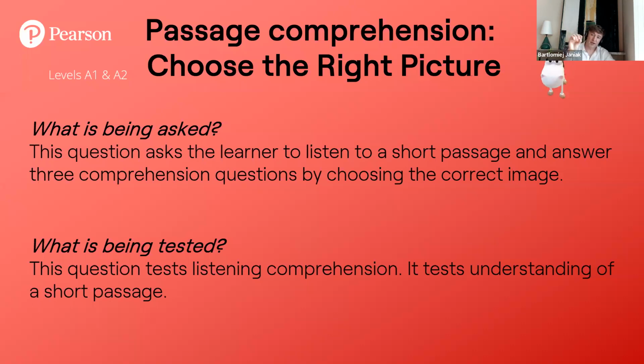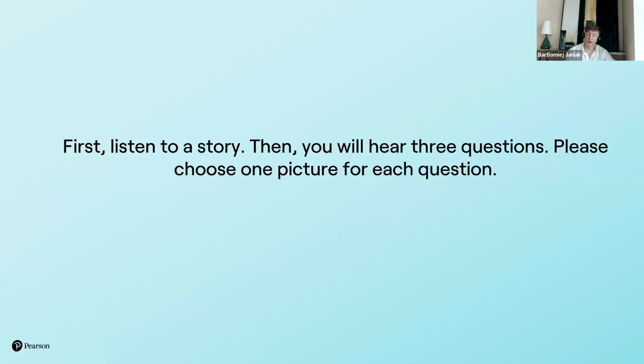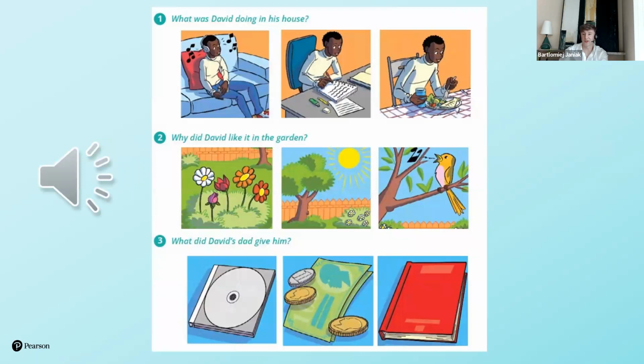So there is a short passage, and later on, they need to choose the correct picture. So they listen to a story. Since it's A1 and A2, the story is between 30 and 40 words. There are 6 or 7 items of this type per test. And then they will hear 3 questions, and they need to choose the correct picture that represents the answer for the particular question. So in the first place, they listen to a story, and then, as an example, they have 3 questions, and they need to choose the correct answer.